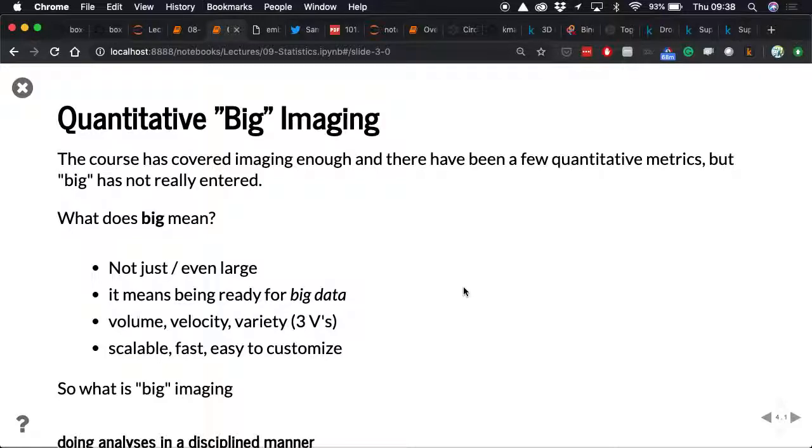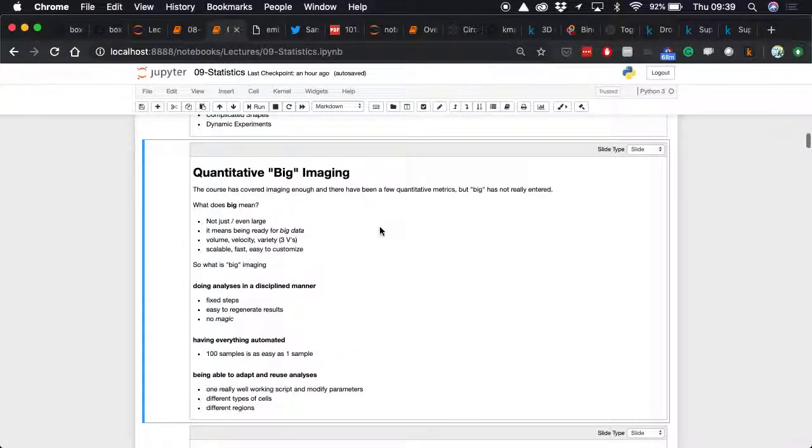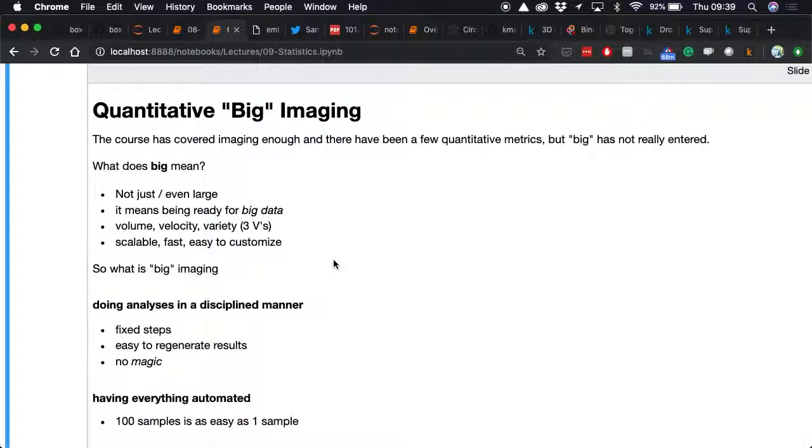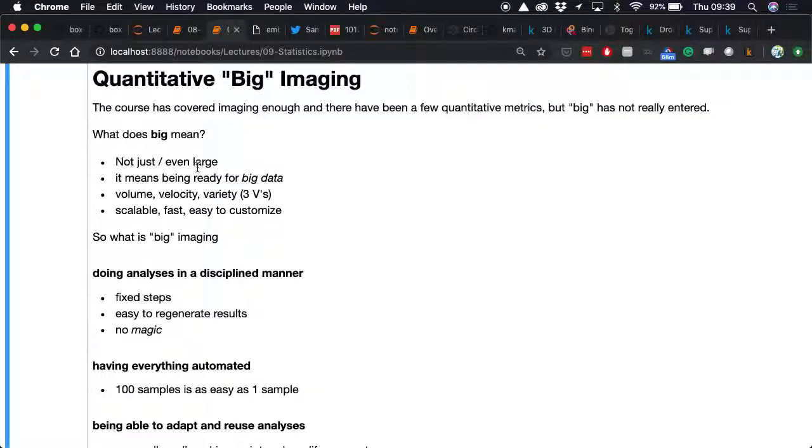And so again, as we went into last time, the course has been called quantitative big imaging, but what does big imaging even mean? With dynamic experiments, it became quite clear that we were looking at lots of different data points and we wanted to analyze them in a similar way.